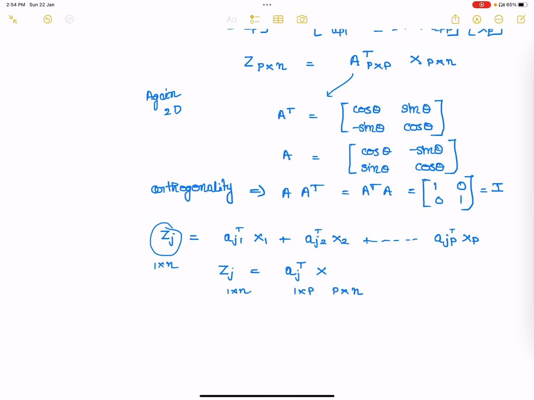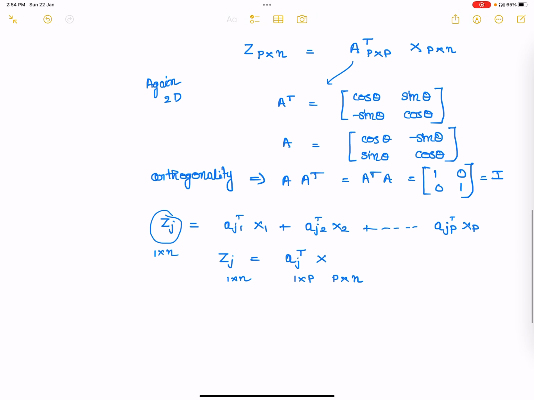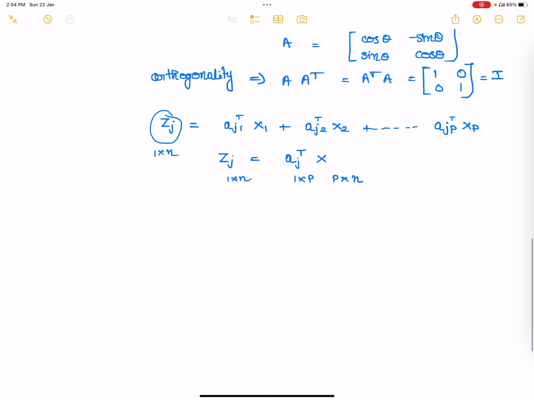All these aj's are nothing but 1 by p because I am writing one of the rows. So 1 by p, and this is the p by n. The original x will always be there. Okay, so we can write it like this. Now let us find out what is the covariance of zj.